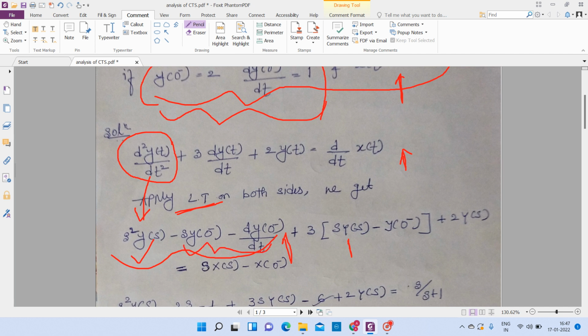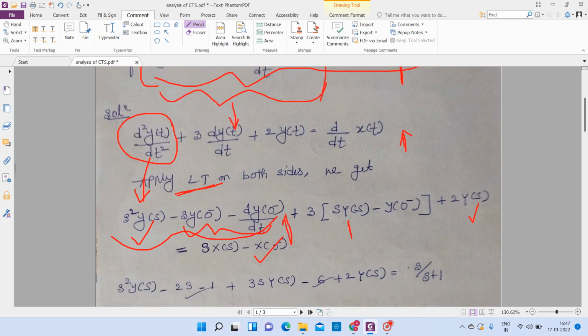Similarly, we have to write for 3 into dy of t divided by dt. The Laplace transform for dy of t divided by dt is 3 into the bracket s into Y of s minus y of 0. Then for this one, 2 into Y of s. And for this one, s into X of s minus x of 0.